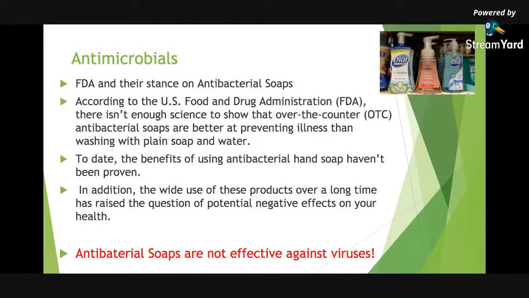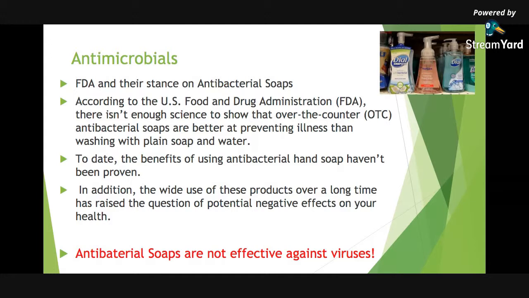So we talked about the hand sanitizer, but now we're going to talk about the FDA and their stance on antibacterial soaps. According to the U.S. Food and Drug Administration, there isn't enough science to show that over-the-counter antibacterial soaps are better at preventing illness than washing hands with plain soap and water. To date, the benefit of using antibacterial hand soap hasn't been proved. In addition, the wide use of these products over a long time has raised the question of potential negative effects on your health. They took the triclosan out of antibacterial soap a few years ago, because triclosan was linked to being a carcinogen.